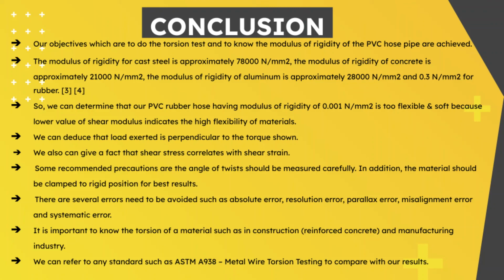Lastly, we can refer to any standards such as ASTM A938, metal wire torsion testing, to compare with our result.